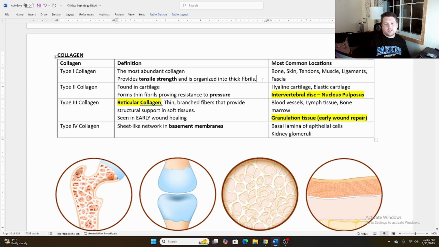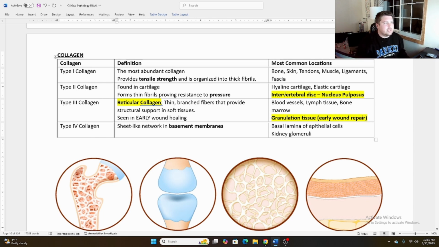If you are ever looking at a question asking you to identify the specific type of collagen, your best guess, if you have no clue what the answer is, is type 1 collagen because it is the most common. But types 2, 3, and 4 are found in very specific spots. So it's easier to remember where these are located, and then anything else we pick type 1.